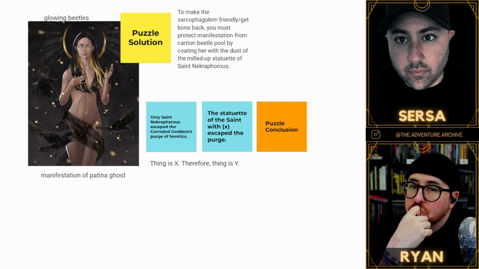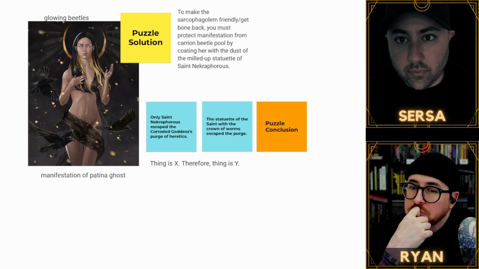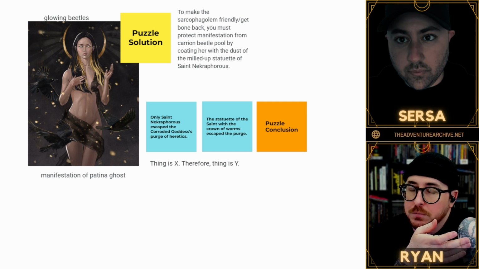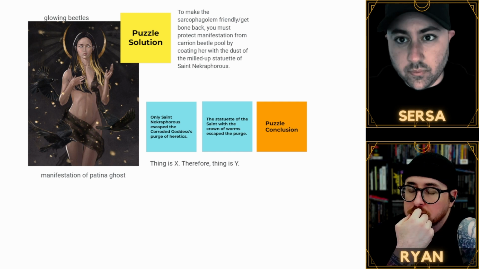So in this case, if we had these two premises: only Saint Necrophorus escaped the corroded goddess's purge of heretics, and the statuette of the saint with, let's say, the crown of beetles. Or not even that, might be too obvious, let's say crown of worms, who cares? The statuette of the saint with the crown of worms escaped the purge. What conclusion can we then draw? Saint Necrophorus has the crown of worms. That's right, and she escaped the purge, right?